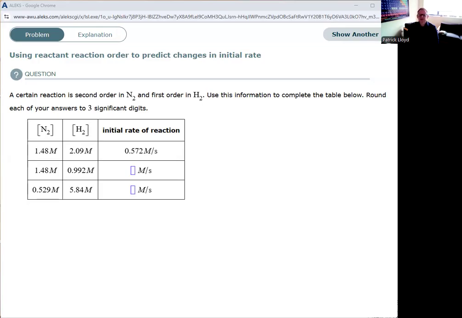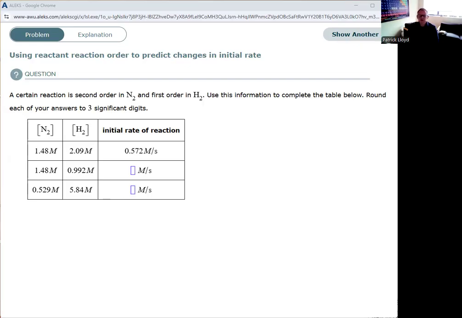We're trying to predict changes in the initial rate, how fast the reaction goes. A certain reaction is second order in nitrogen and first order in hydrogen. Use this information to complete the table below. Round each of your answers to 3 significant digits. So there are two reactants shown, nitrogen and hydrogen, N2 and H2, as well as the initial rate for 3 different experiments. So imagine it this way.